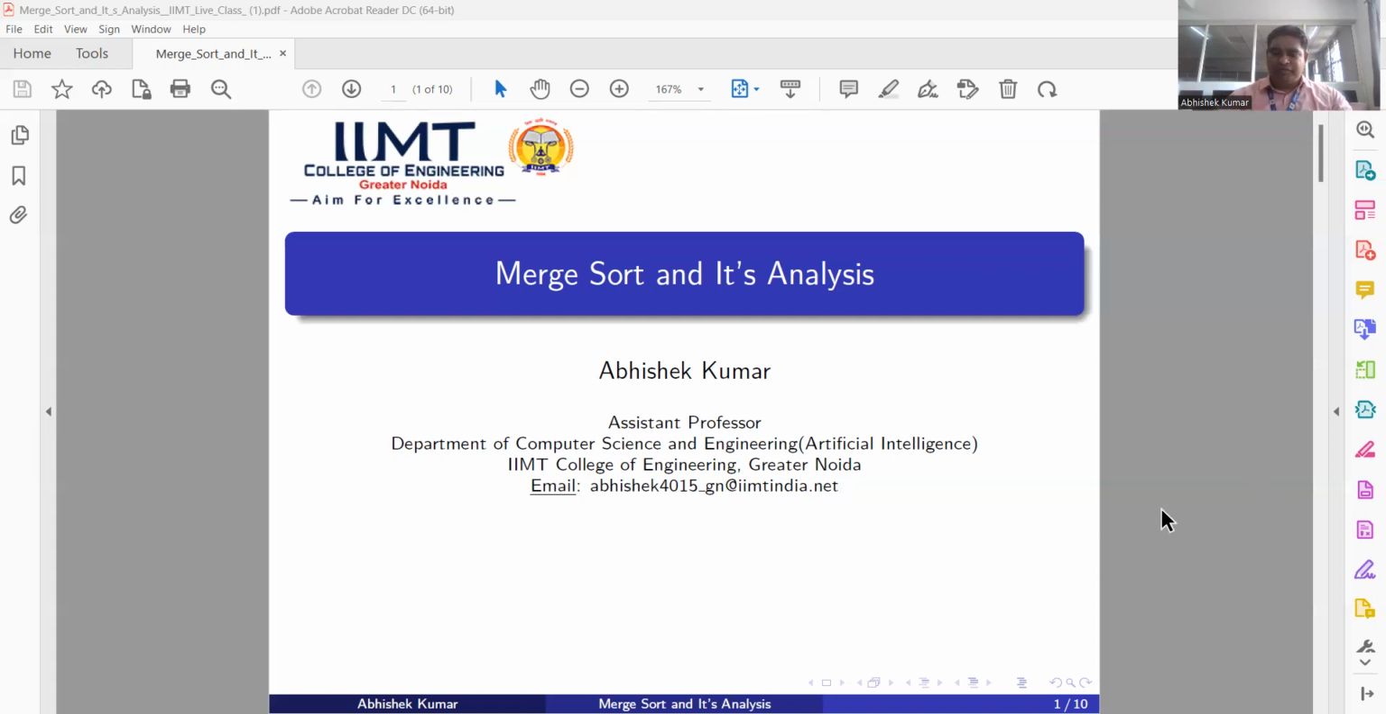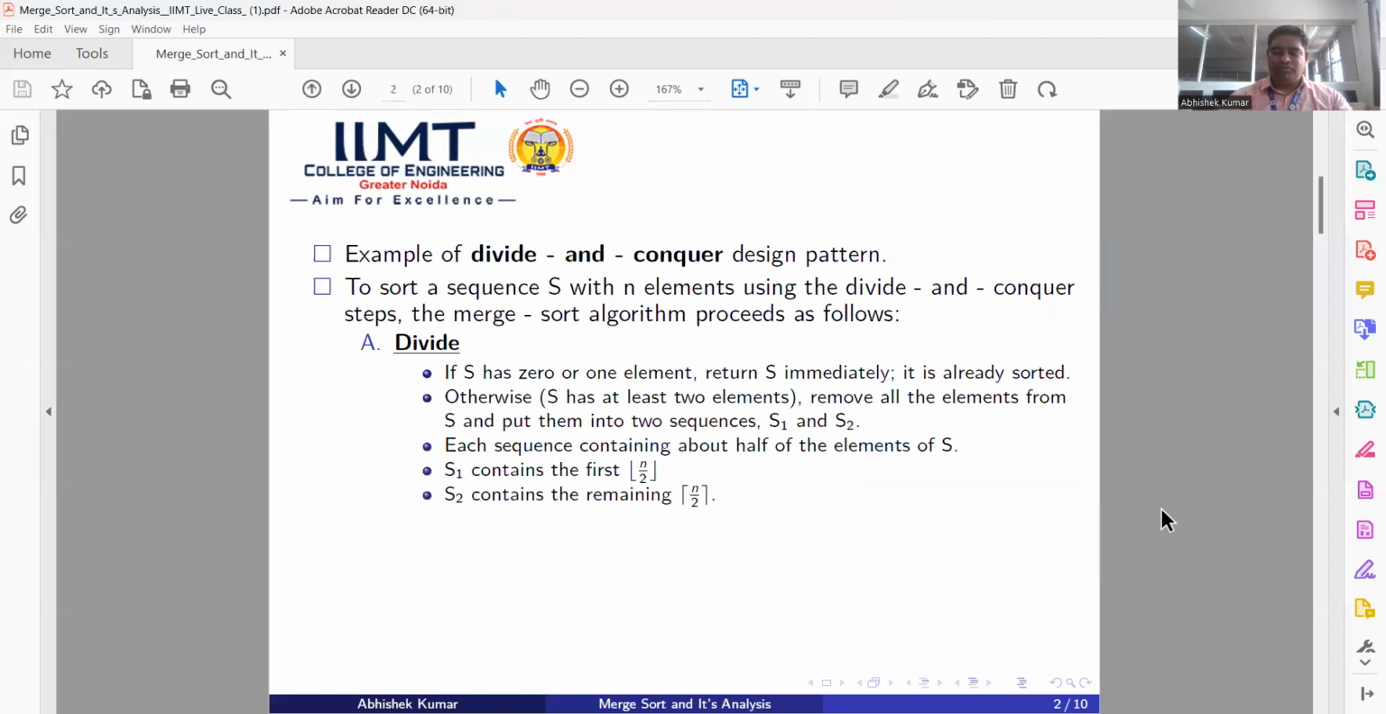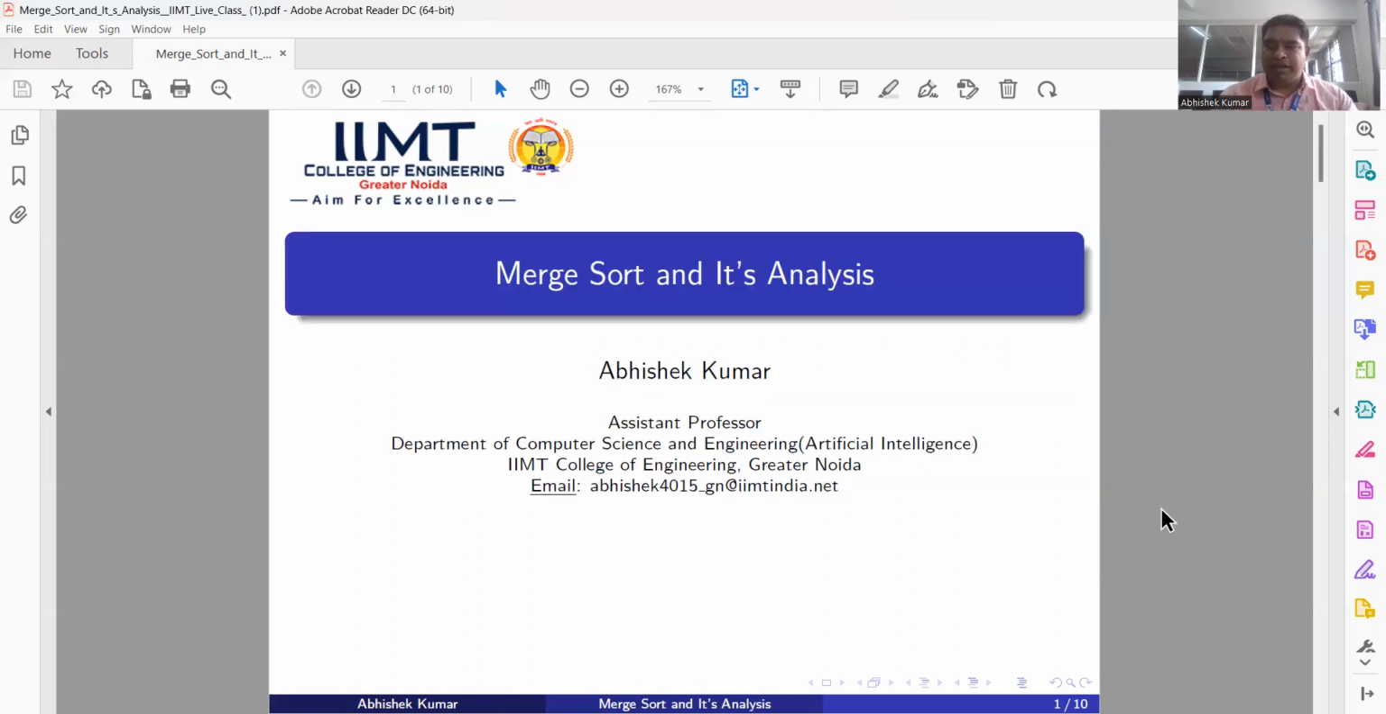So first of all, before going to this topic, let's come to the brief outline of the different topics that we will discuss today. First of all, I will explain about the basic idea of merge sort. As all of you know, merge sort is an example of divide and conquer strategy. So I will also explain what do you mean by divide and conquer strategy. Then we will go for one example through which we will understand how the merge sort is working practically.